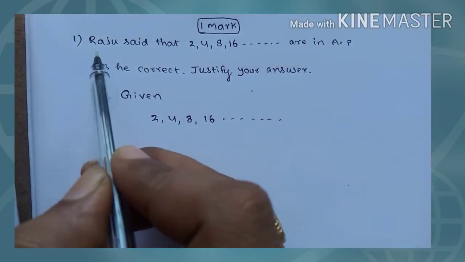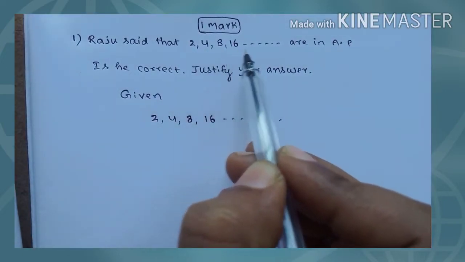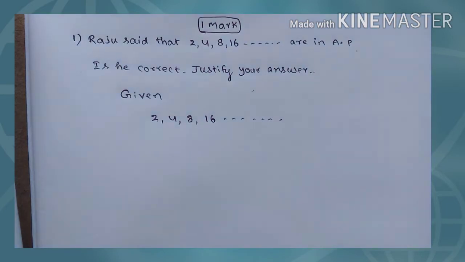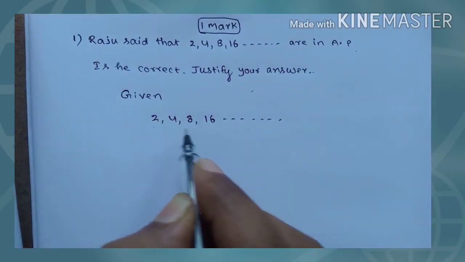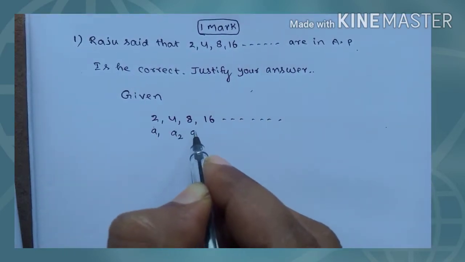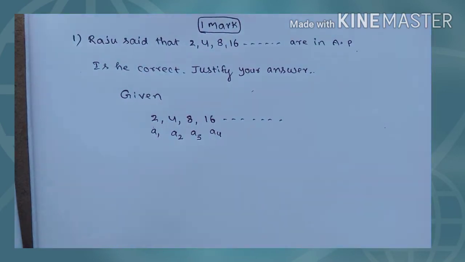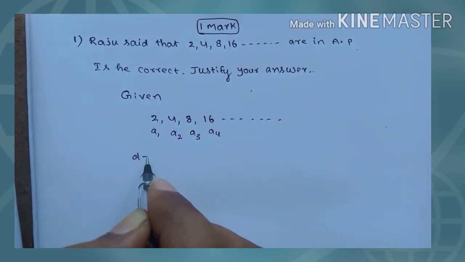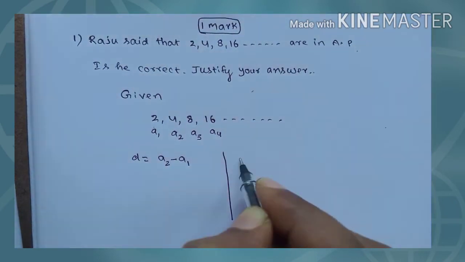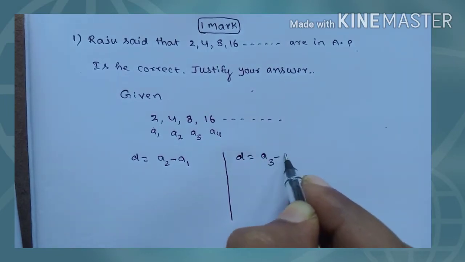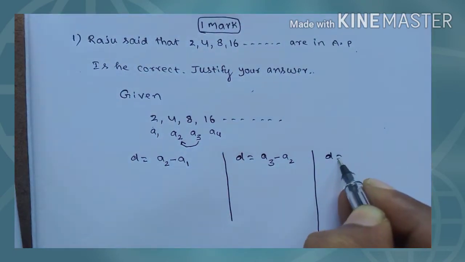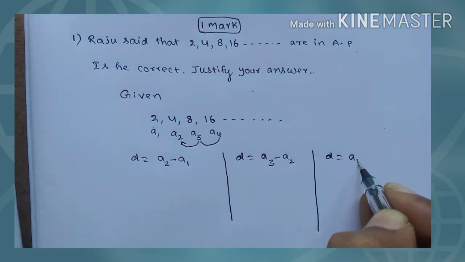Here is the question: Raju said that 2, 4, 8, 16 are in AP. Is he correct? Justify your answer. Here the given sequence is 2, 4, 8, 16 and so on. Here this is the first term a1, a2, a3, a4. Now we take the common difference d as a2 minus a1, the second common difference d as a3 minus a2, third term minus second term, and the last common difference d as a4 minus a3.